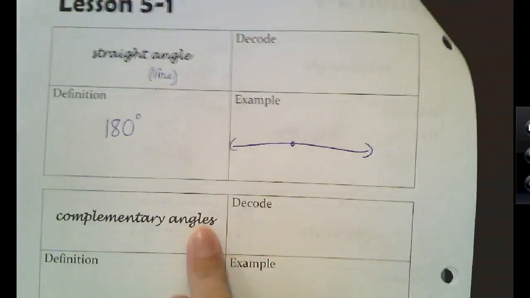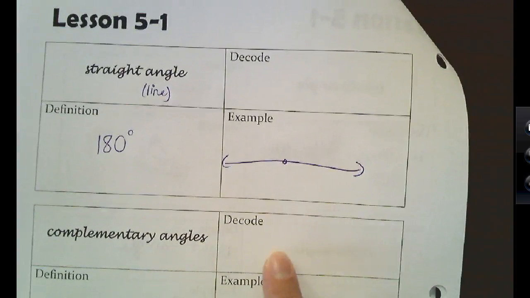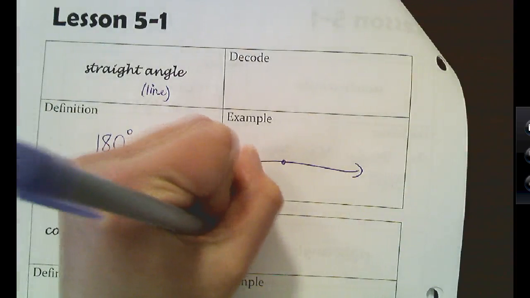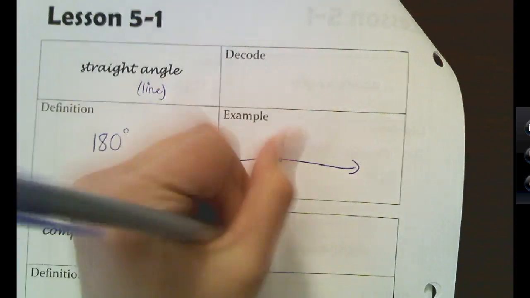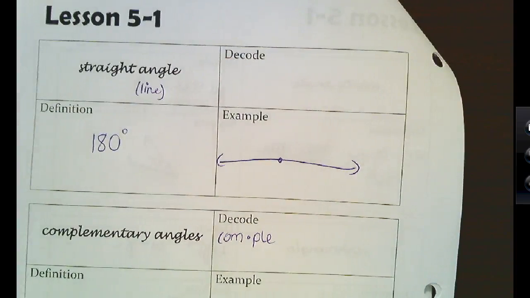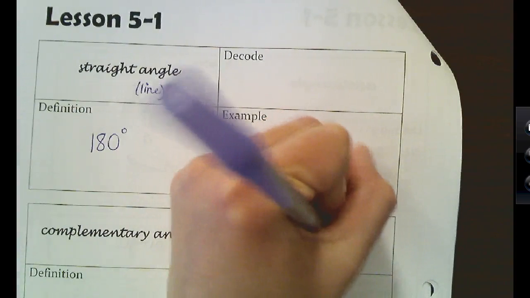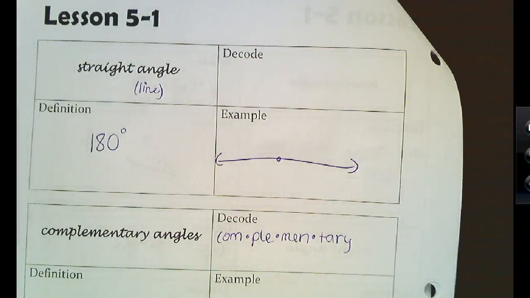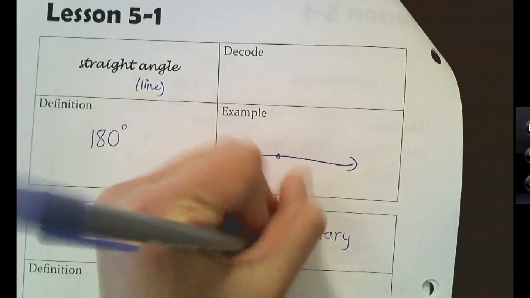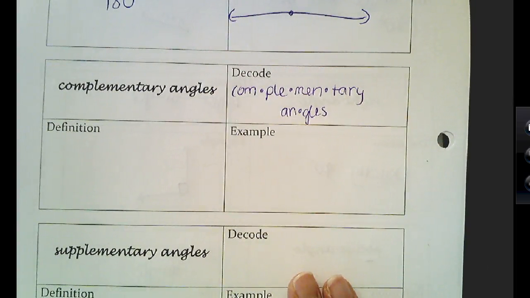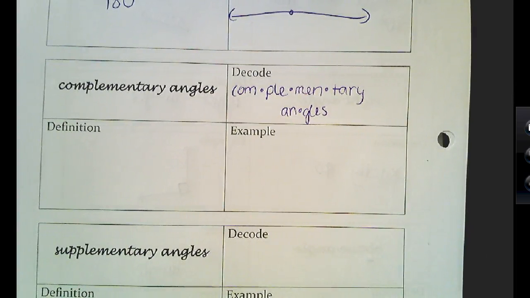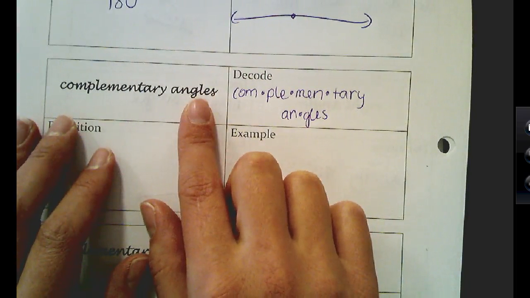Now let's go down to complementary angles. I'm going to have you decode this one. So go ahead and decode complementary angles. And we're going to practice saying that one. Complementary. Ready? What's the word, class? Complementary. So complementary. All right, thank you.